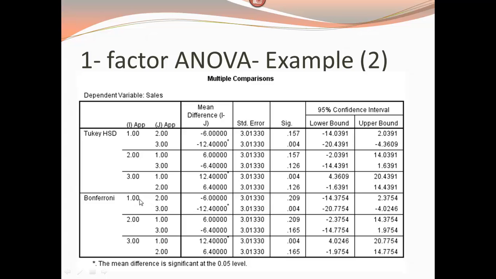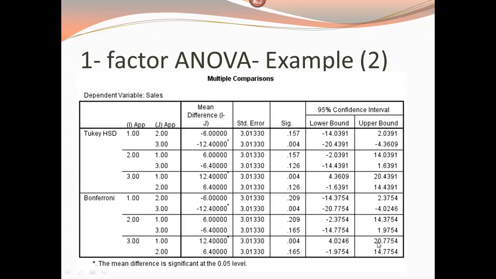And same thing for the Bonferroni down here. There's no difference between 1 and 2 because 0 is within that range. But there is a difference between 1 and 3. And so this is 1 minus 3. Down here is 3 minus 1.